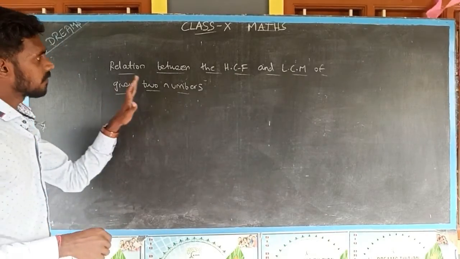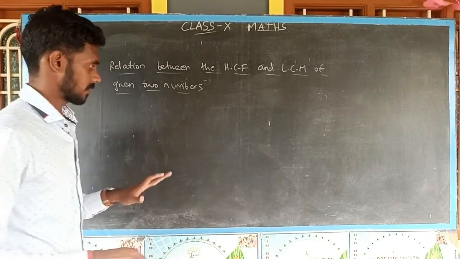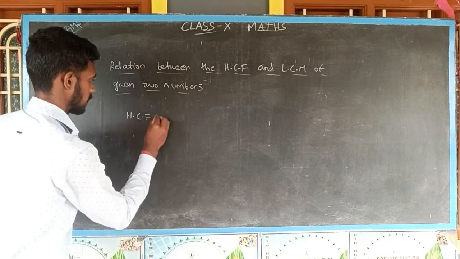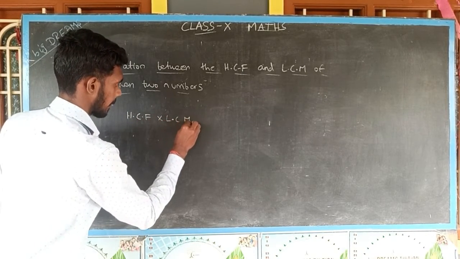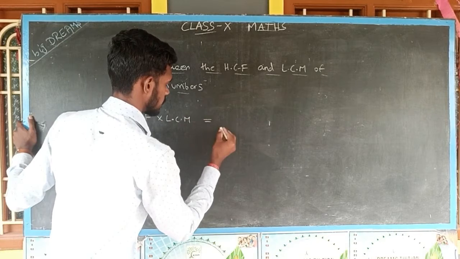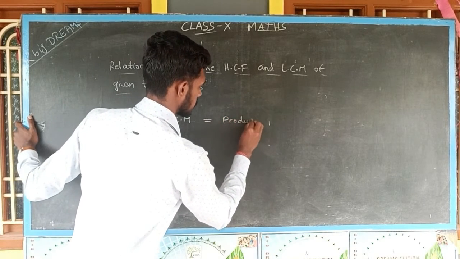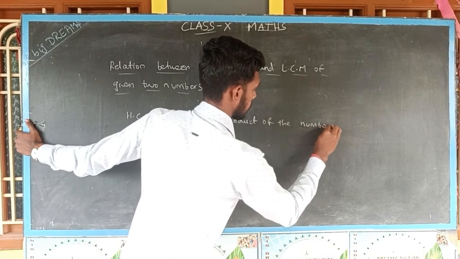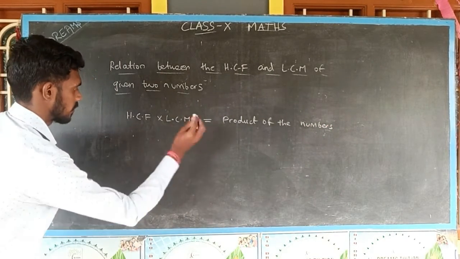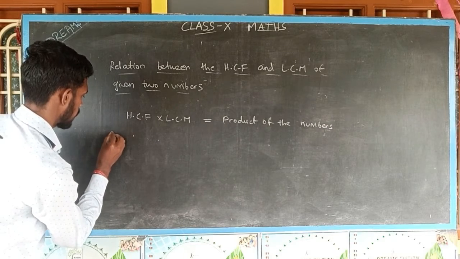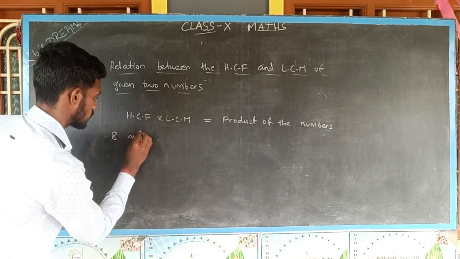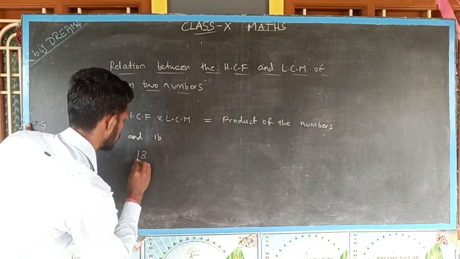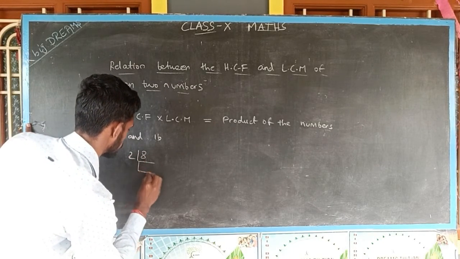Next, there is a relation between the HCF and LCM of the given two numbers. It is stated that the HCF into LCM of the given numbers is equal to the product of the numbers. Let me prove it with a set of numbers. For example, I am taking the numbers 8 and 16. To find HCF and LCM between these two numbers, I will go for the prime factorization method.